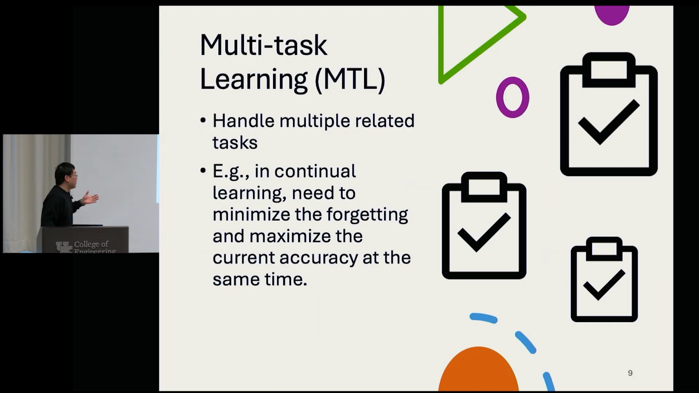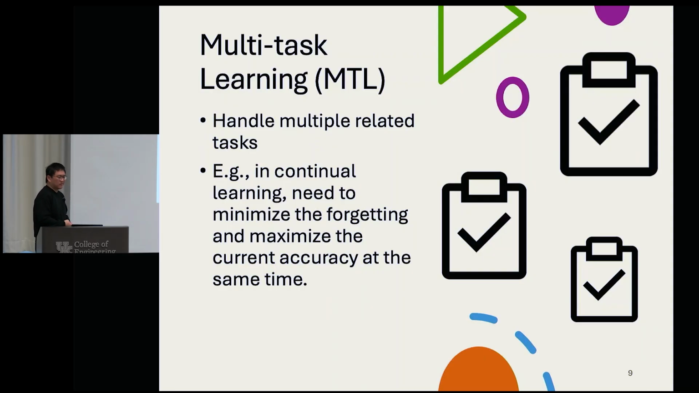And another example is multitask learning. Just like the name, it handles multiple related tasks. There are different categories, for example, continual learning and transfer learning. They all belong to multitask learning.